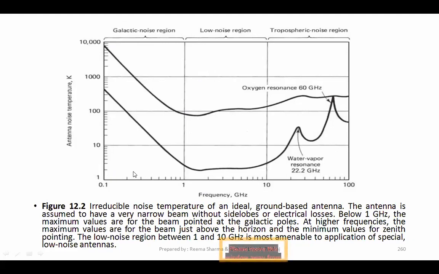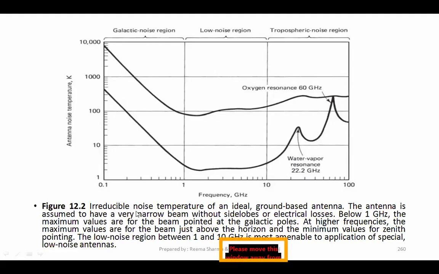Then as your frequency increases, due to water vapor, as I told you, and rain attenuation, and also due to oxygen, because this is in the troposphere, it is termed the tropospheric noise region. In this region we find oxygen as well as water, H2O, which forms when oxygen combines with two atoms of hydrogen.